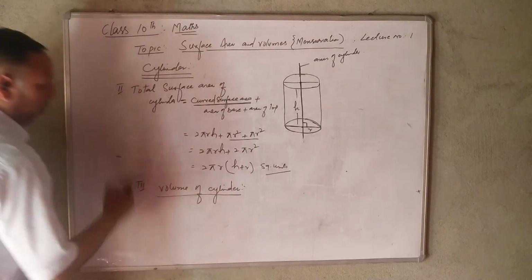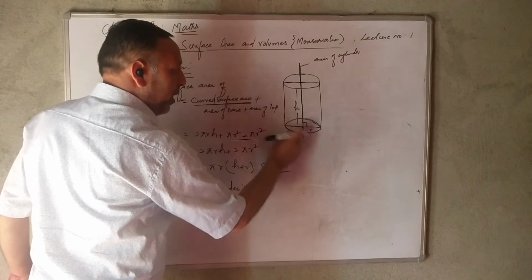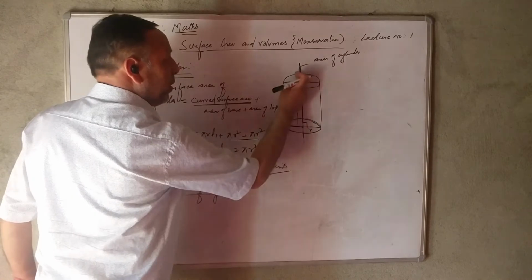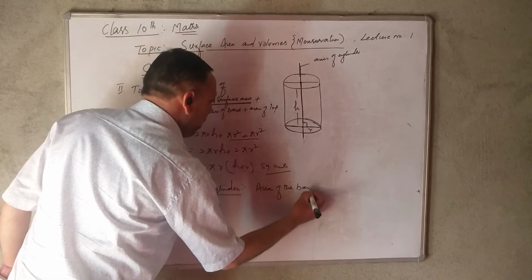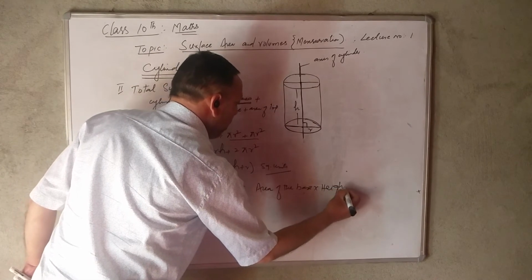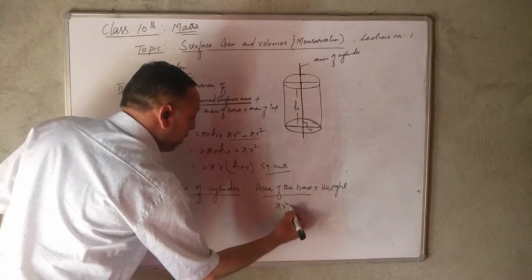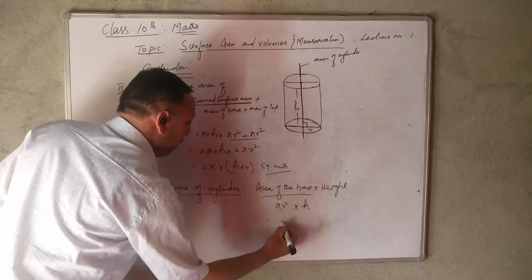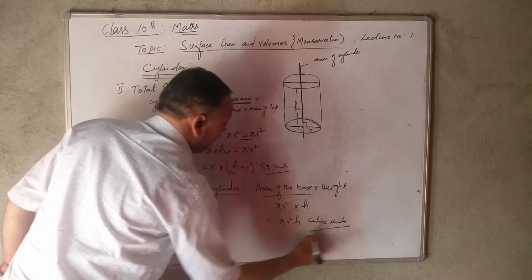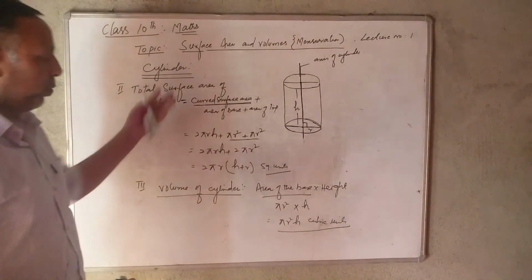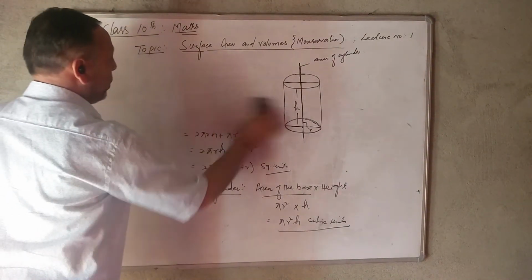Then third comes the volume of the cylinder. Volume of the cylinder is the area of the base into height. Since the base is a circle, the area of the circle is pi r square, into height, and height is h. So it is pi r square h cubic units. These are the formulas for finding the surface area, total surface area, and volume of a cylinder. Now next is cone.